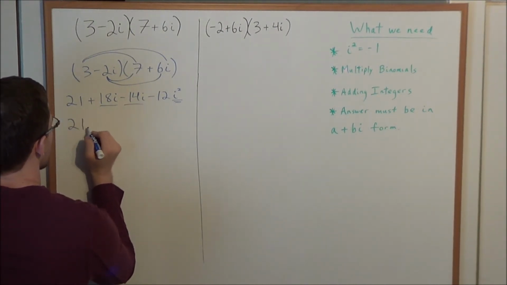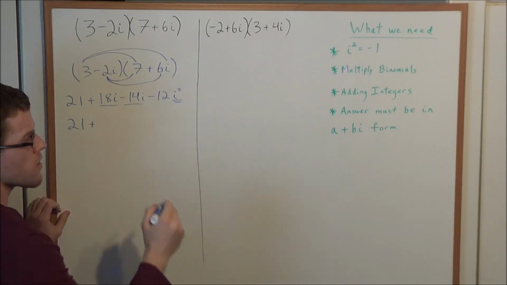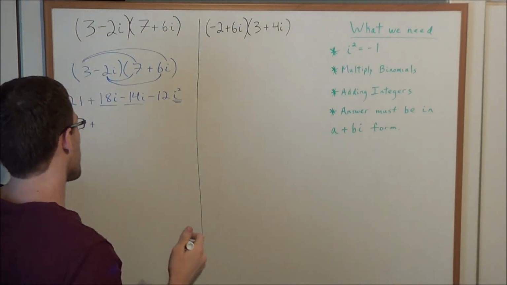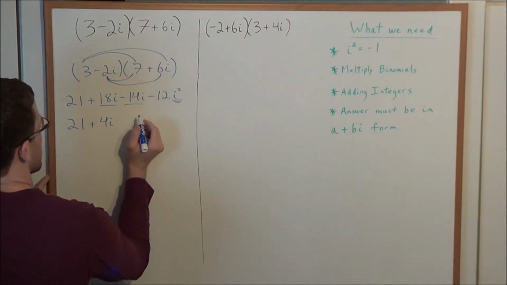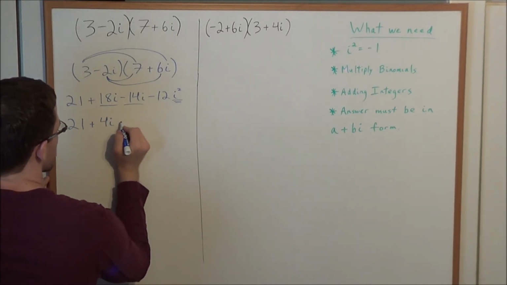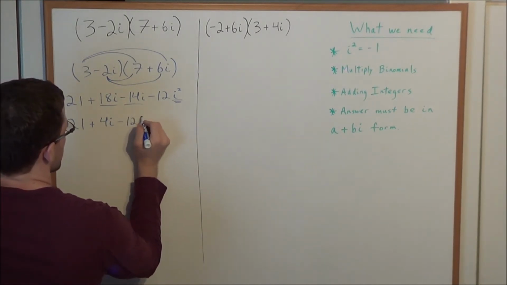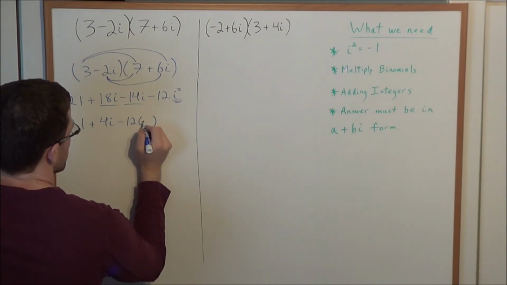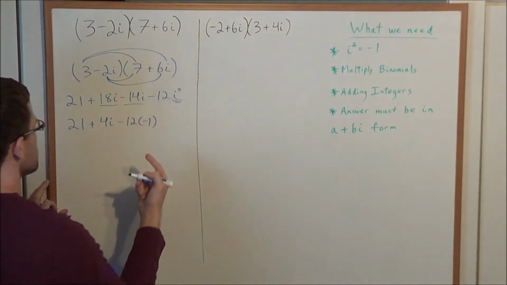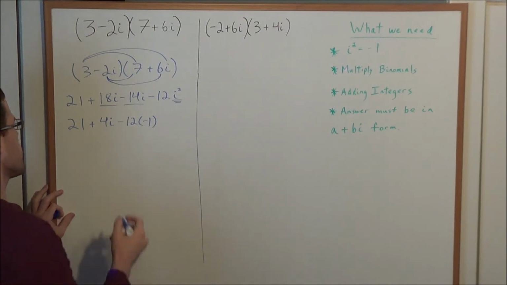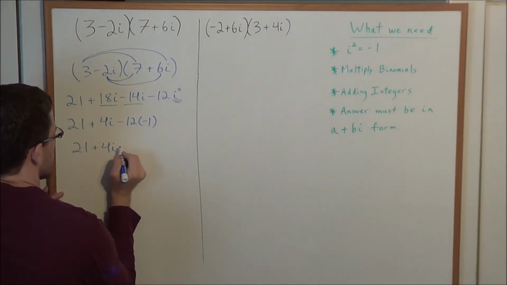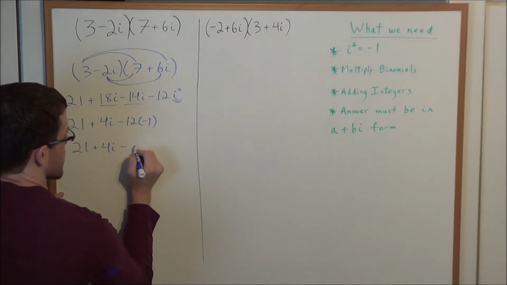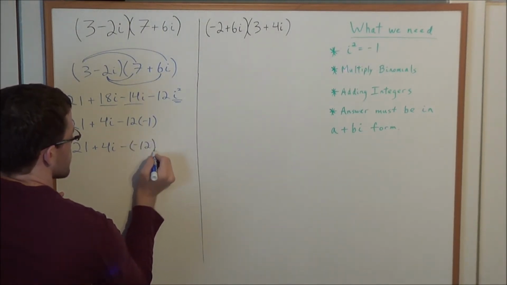So we have 21 plus, and now we combine these like terms. We have an 18i and a minus 14i. This is going to be a positive 4i. And now instead of minus 12i squared, we're going to have minus 12, and we're going to substitute for i squared. i squared is equal to minus 1. So now the next line will say 21 plus 4i minus 12 times negative 1 is negative 12.